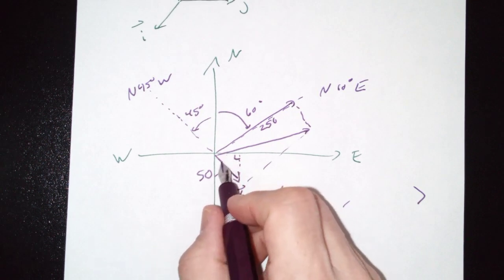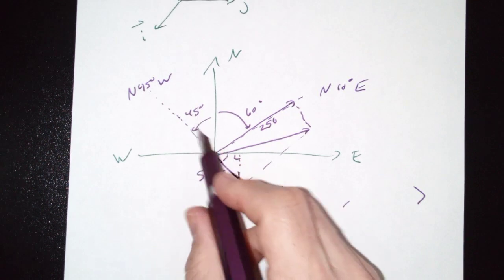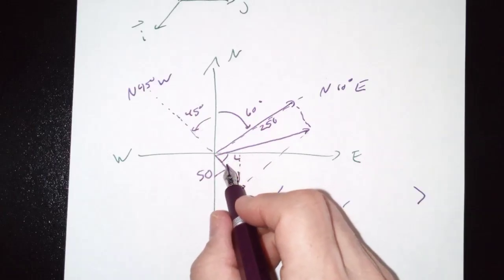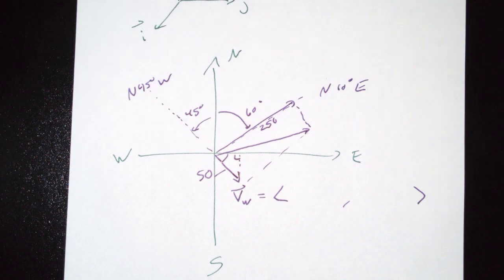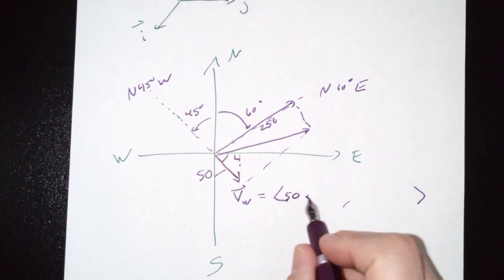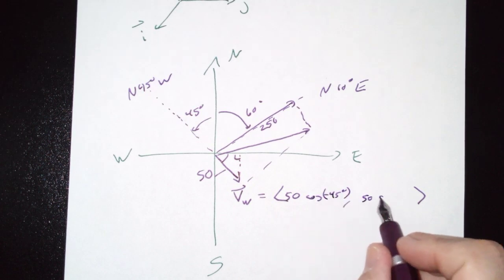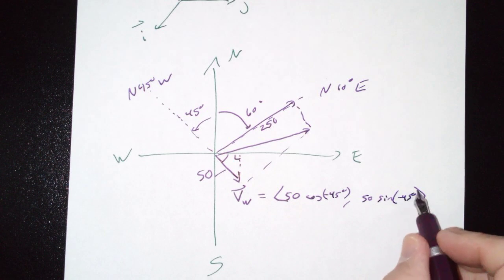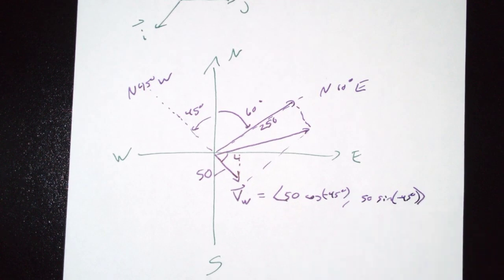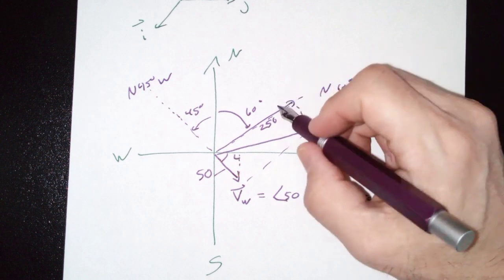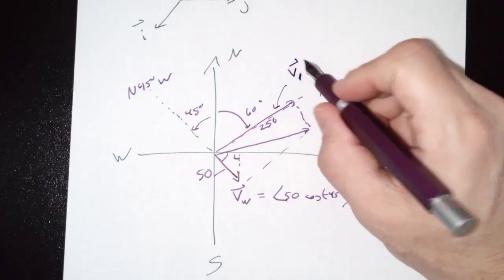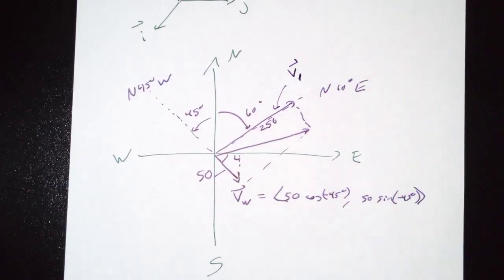I've got this angle right here. That's the same as that angle. Yes? So that makes this angle negative 45 degrees. So I can say, oh, well, then what I want is 50 cosine negative 45 degrees and 50 sine negative 45 degrees. But notice that I had to change where I was measuring the angle from. Instead of measuring from north, I have to measure from the x-axis. When I go to do that for the velocity of the plane, VP, what angle do I need to use there?